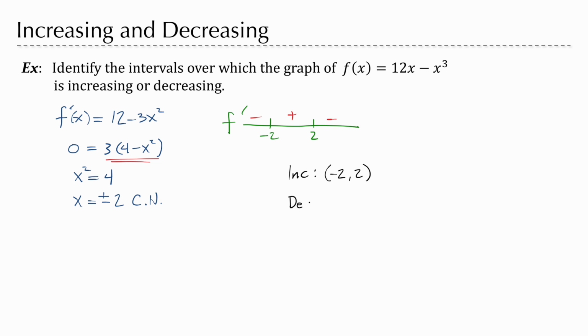Now for decreasing, we have the other areas, right? From -infinity all the way up to -2, and then we union also has negative slopes from 2 to positive infinity. So I can't see what this graph looks like, but by examining the intervals over what kind of slopes it has, I can tell where it's going up and down.